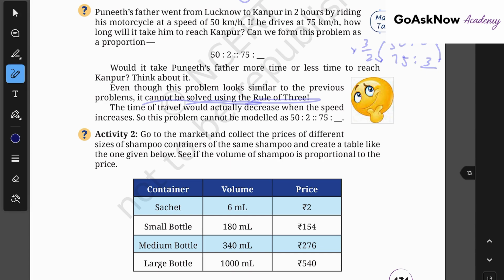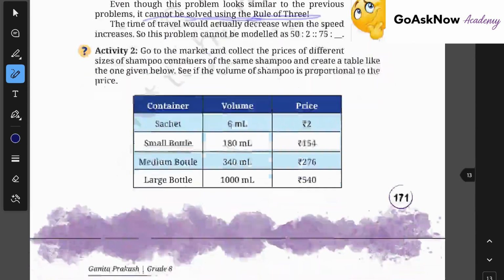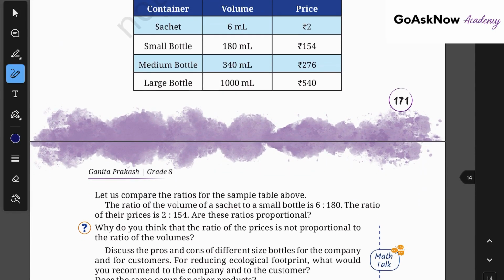Activity 2. Go to the market and collect prices of different sizes of shampoo containers of the same shampoo and create a table like the one given below. See if the volume of shampoo is proportional to the price. This is the table here. Give it a read. The table has 3 columns: container, volume, and price. Each sachet, small bottle, medium bottle, large bottle, each having its individual volume and price.